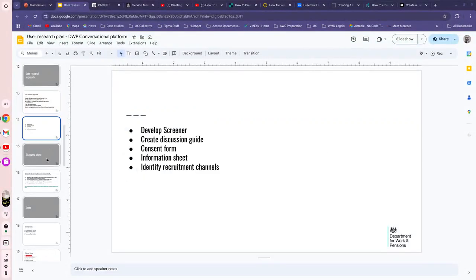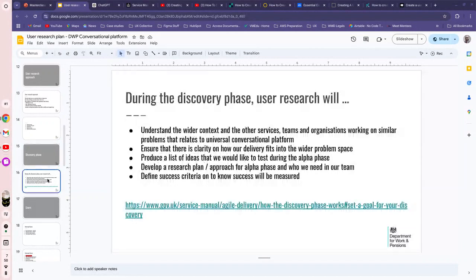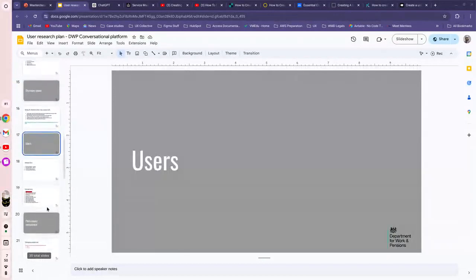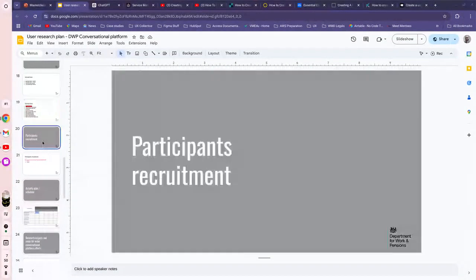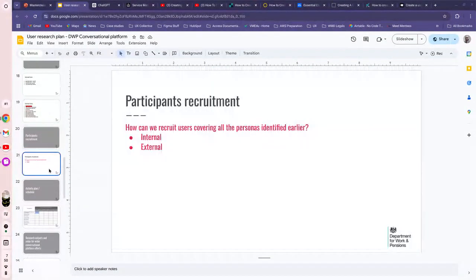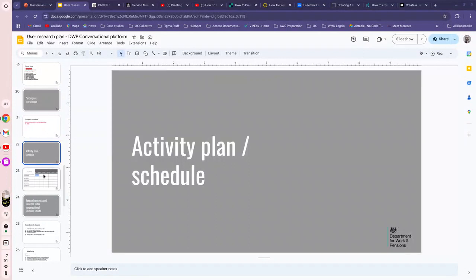So then the phase: if you're in discovery, how are we going to do it? You can see we captured what we're going to do, potentially in discovery. Who are the people we are talking to? Internal users and external users. How do we recruit participants? That is in red because I don't think we had finalized that. So where are we getting research participants from? Then activity, this is the sample template of the plan.